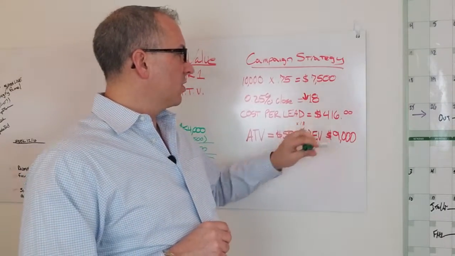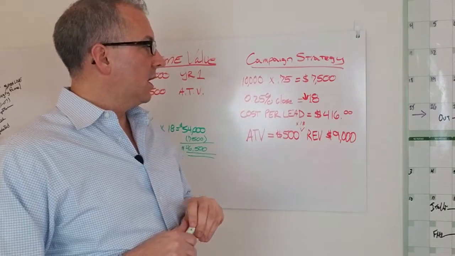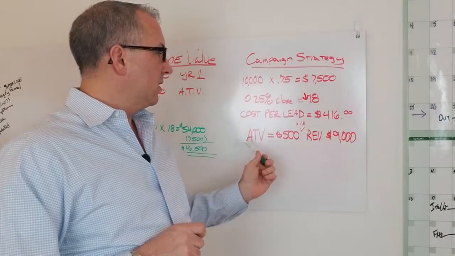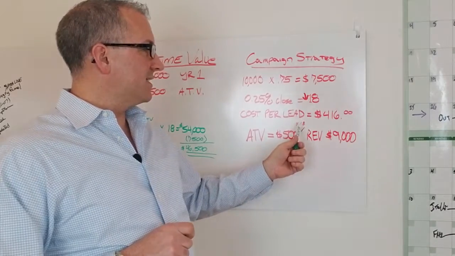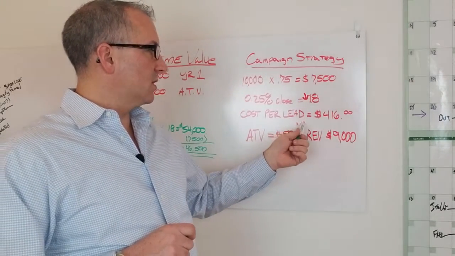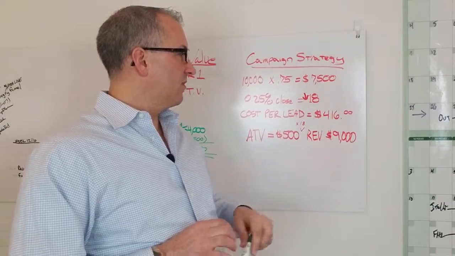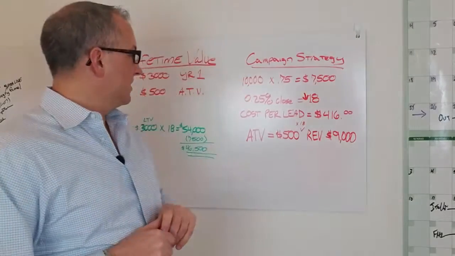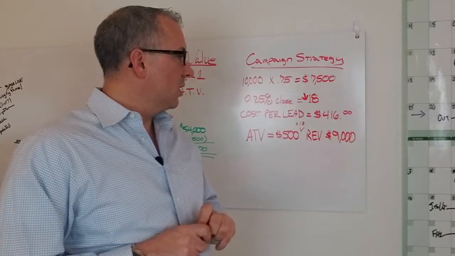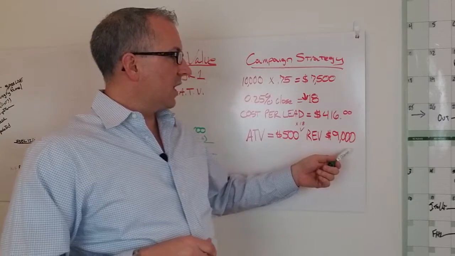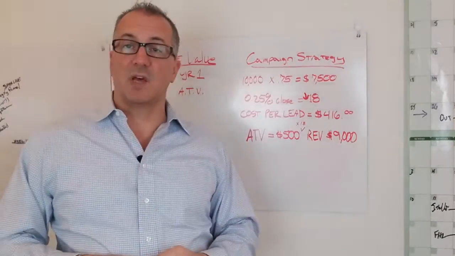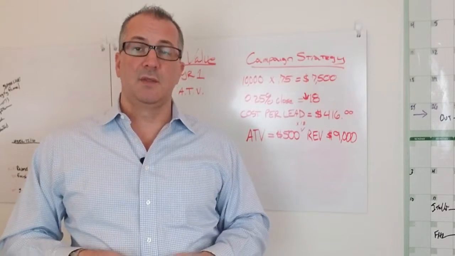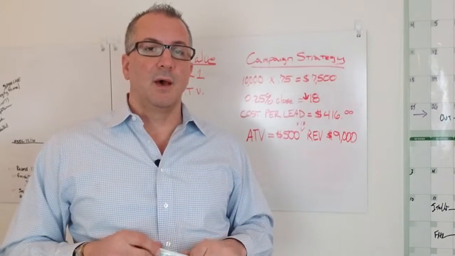So at $416 for a cost per lead, the average transactional value being $500 times 18 new patients, that gives us a revenue of $9,000. You look at that and you say, okay, we brought in $9,000 and we spent $7,500. Boy, that's a heck of a lot of work for $1,500. That's how most people think.